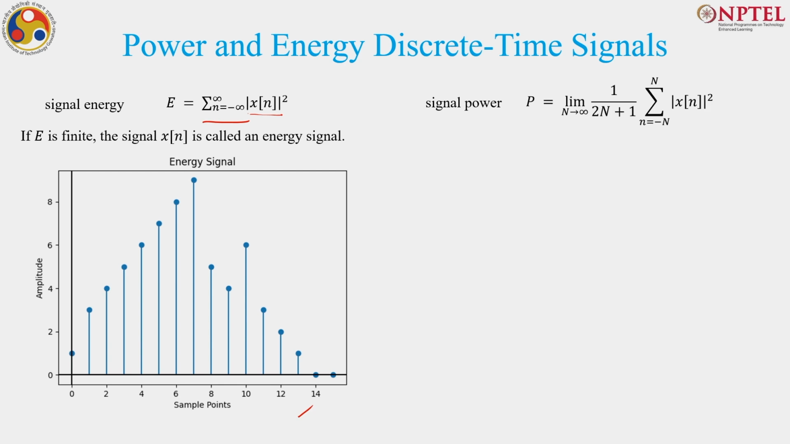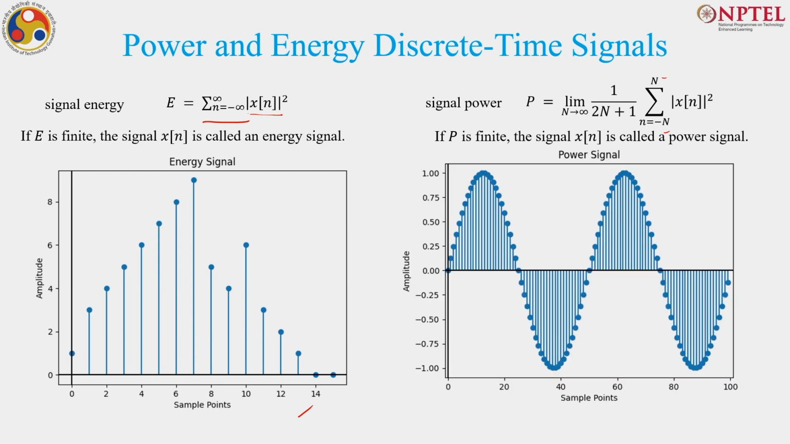value. Signal power, on the other hand, is defined by the limit as N tends to infinity of 1 by 2N plus 1 times the sum from minus N to N of the absolute value of x of n squared, and if this power is finite, then the signal is called a power signal. Typically by finite I mean a finite non-zero value. Again this is just a sample or a window of a sine wave. If we consider that this extends from negative infinity to positive infinity, this is a power signal, and all periodic signals are power signals.